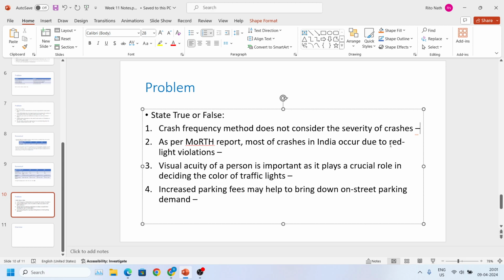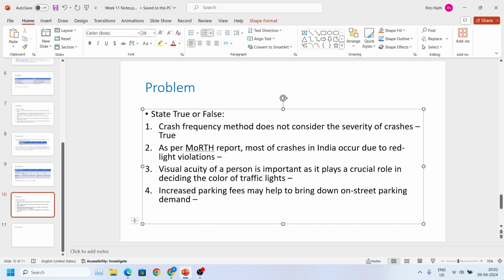Crash frequency method does not consider the severity of crashes. That's true. So there we don't classify these crashes by severity. It's only the total count of crashes that's important.